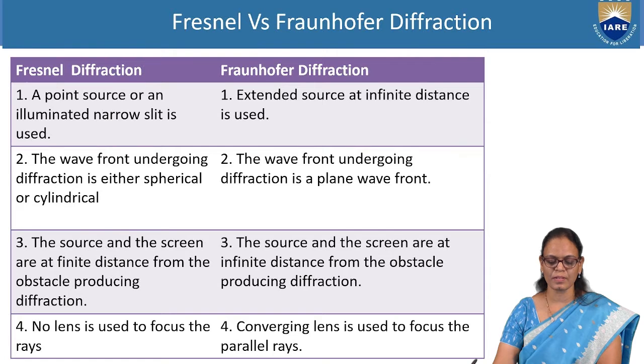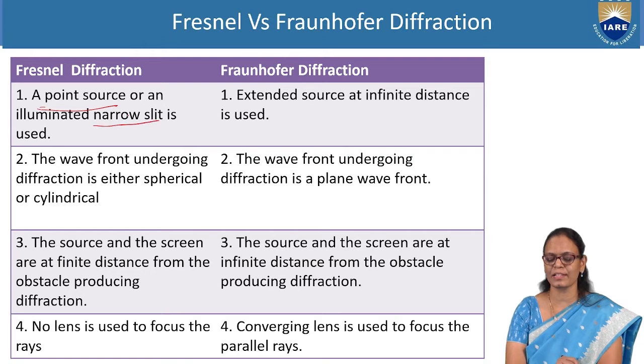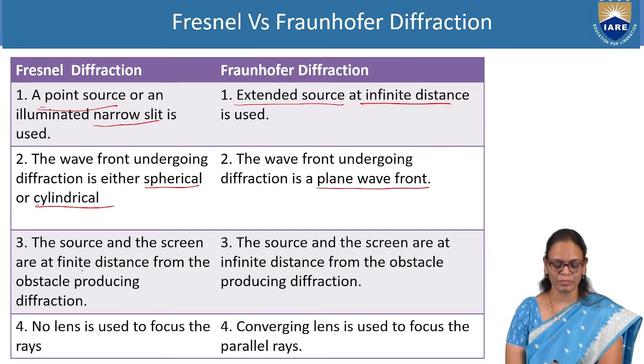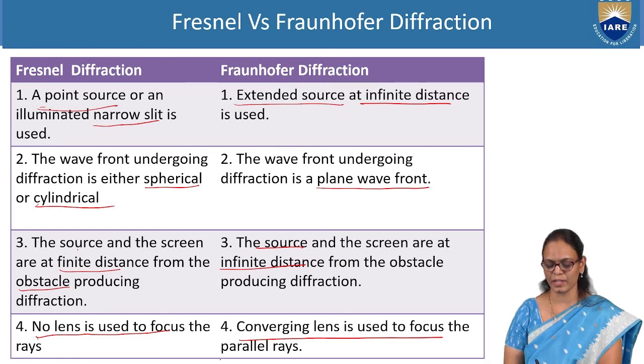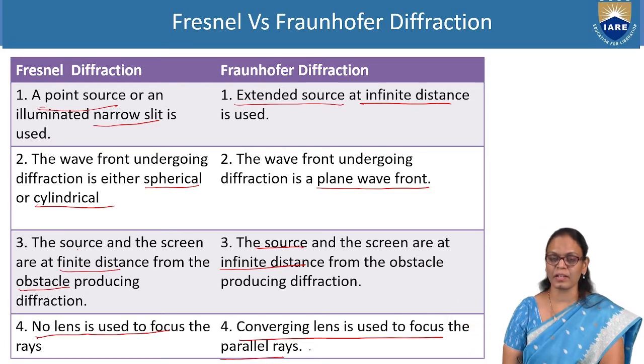So the same thing we have discussed. In compare and contrast, in Fresnel a point source illuminated with a narrow slit is used. Here we are using an extended source at infinite distance. The wavefront is either spherical or cylindrical. Here the wavefront is plane. The source and screen are at finite distance from the obstacle or the aperture. Here source and screen are at infinite distance. No lenses are used to focus the rays. Here a converging lens is used to focus the parallel rays. Because when we have the source at infinity, the rays coming from infinite distance are parallel. So to focus them, we use a converging lens.